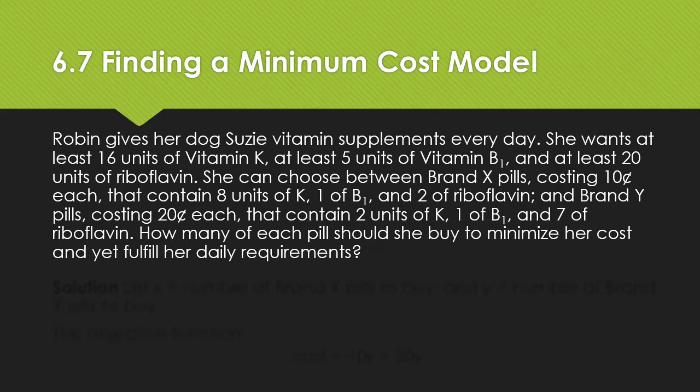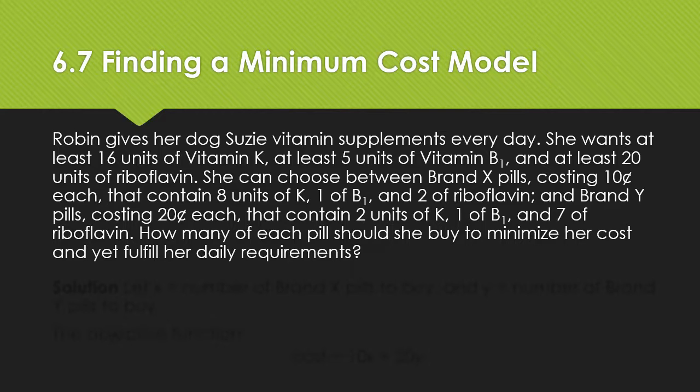Now let's try one. Robin gives her dog Susie vitamin supplements every day. She wants at least 16 units of K, at least 5 units of vitamin B1, and at least 20 units of riboflavin. She can choose between brand X pills costing 10 cents each that contain 8 units of K, 1 of B1, and 2 of riboflavin, and brand Y costing 20 cents each that contain 2 units of K, 1 of B1, and 7 of riboflavin. How many of each pill should she buy to minimize her costs and yet fulfill her daily requirements?